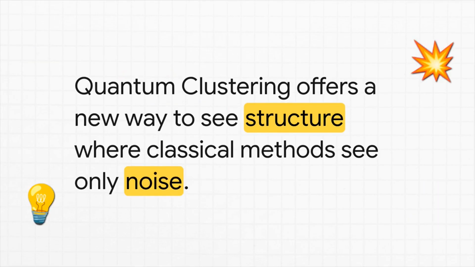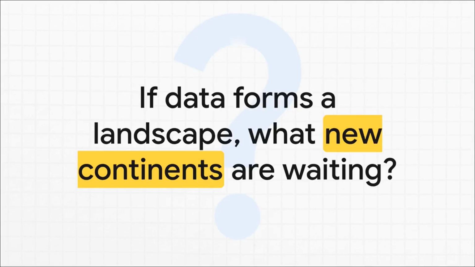So what should you really take away from all this? It's that quantum clustering isn't just a faster algorithm. It's a fundamentally new lens for finding patterns. It transforms noise into meaning by treating data as a physical system. Which leaves us with a final, kind of provocative thought.